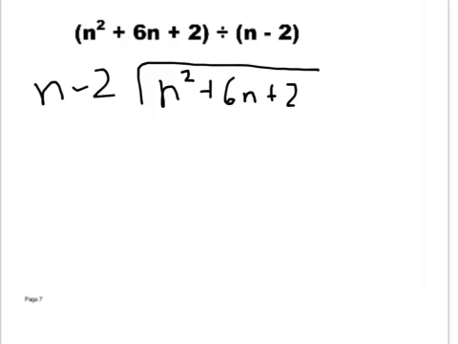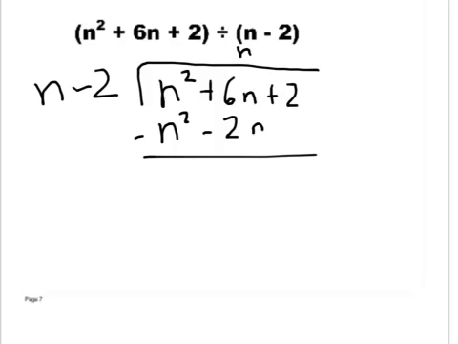What do I need times n minus 2 by to get n squared plus 6n? Not n squared. If you look, this is n squared, so I need to make this n squared. What do I times n by to make it n squared? n. Okay, we subtract, so these are canceled. Here you're going to actually add because you have two negatives. 6 plus 2 is 8n, right? So what do we have, 8n plus 2 down here.